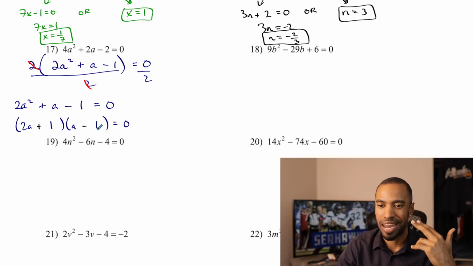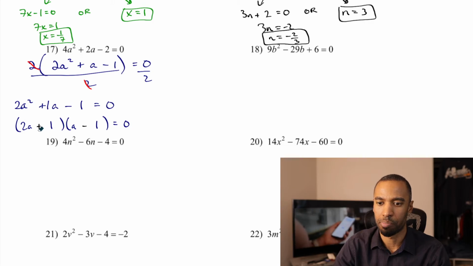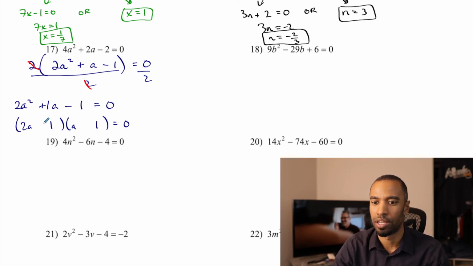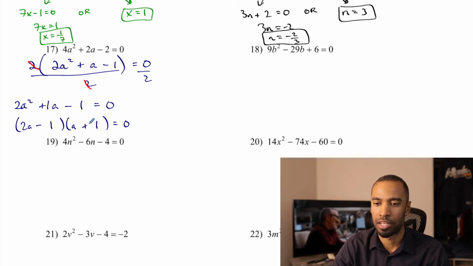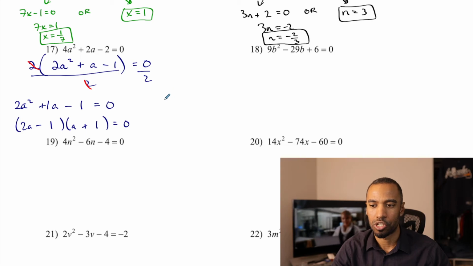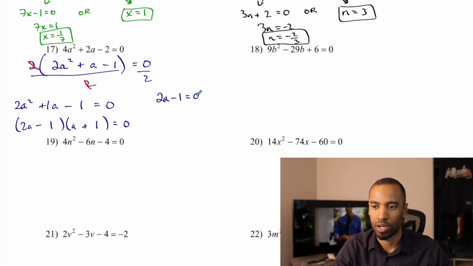2 times -1 is -2 plus 1. That's a -1. We need a positive 1. So what we have to do is just switch this plus and minus here. So that was the only thing that needed to change there. So minus and plus, right? 2 minus 1. There we go. So this is the factorization there. And if that's the case, either 2a minus 1 equals 0, or if a plus 1 equals 0, then a is negative 1.